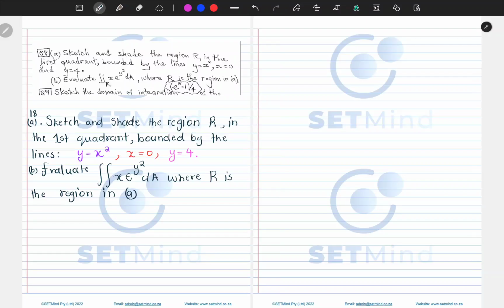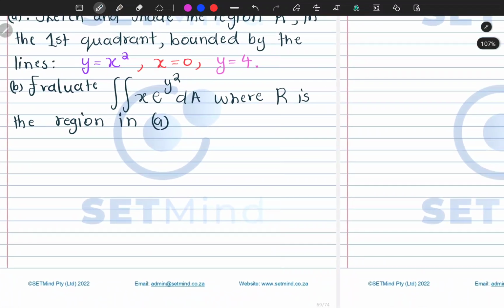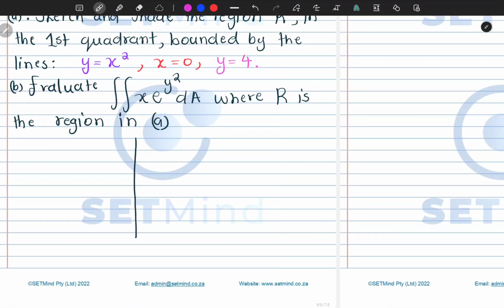In this session, we'll be looking at question number 8, which reads, for part A, sketch and shade the region R in the first quadrant bounded by the lines y is x squared, x is 0, and y is equal to 4. So that is what we need to do first. So let's quickly sketch this area or this region before we can even worry about doing some integration.